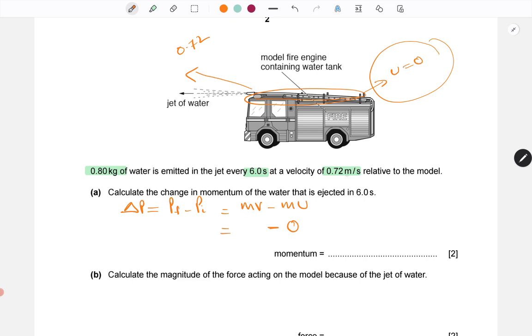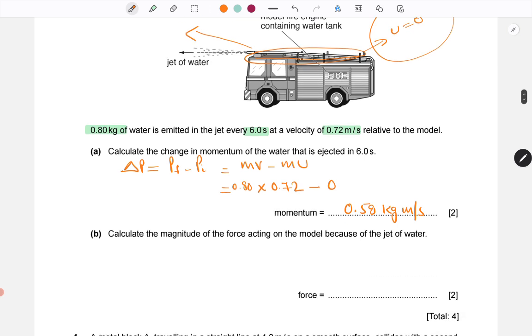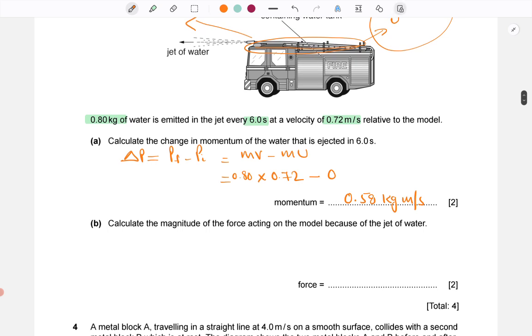But the final velocity of the water is 0.72. So the mass of water was how much? 0.80. Let me write that. Yes, 0.80 multiplied with 0.72, minus zero, because the initial momentum is zero because the initial velocity is zero. Now let's multiply and see what the change in momentum is. So it's coming 0.58 kg meter per second. Okay, fine. Let's come to the next part.